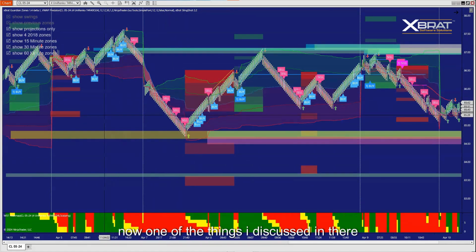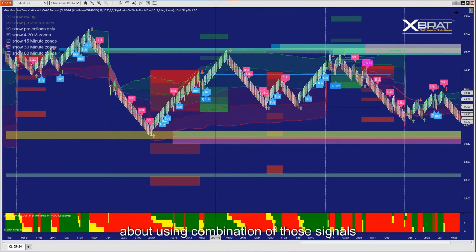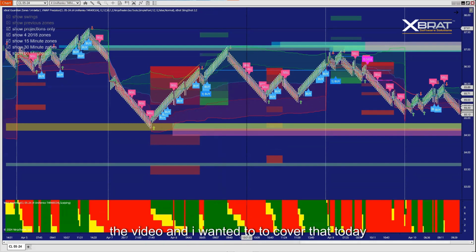Now, one of the things I discussed in there, and I didn't share the Unirenko settings here, is a really good Confluence strategy, using a combination of those signals, understanding where the support and resistance zones form, and again on NinjaTrader, automated support and resistance zones from the Guardian Zones. And then obviously the backup of the heat map. Okay, so there's a difference that I probably didn't cover so well in the video, and I wanted to cover that today.